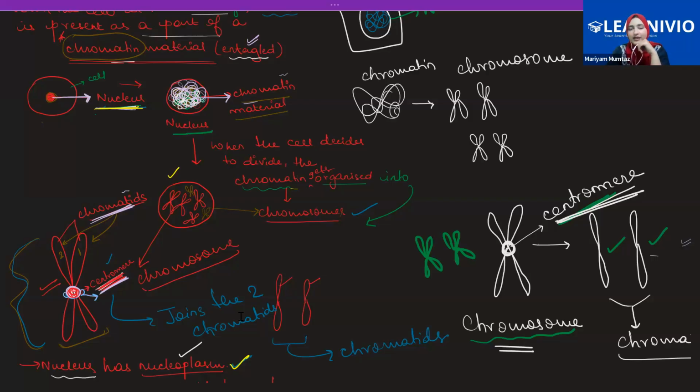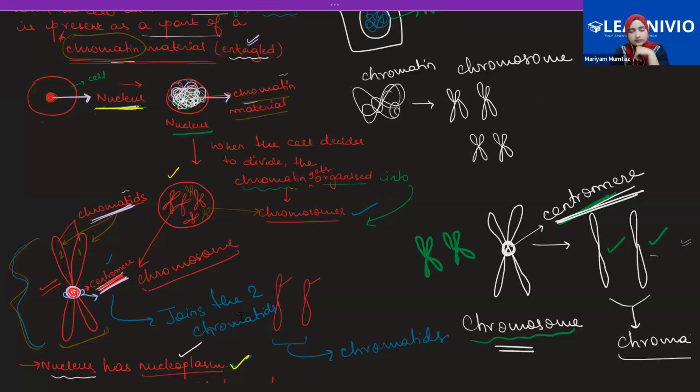Now moving forward, we have discussed the nucleus. How many membranes is the nucleus surrounded with? The nucleus is surrounded with two membranes, outer membrane and inner membrane, right? The membranes of the nucleus are known as the nuclear membrane.